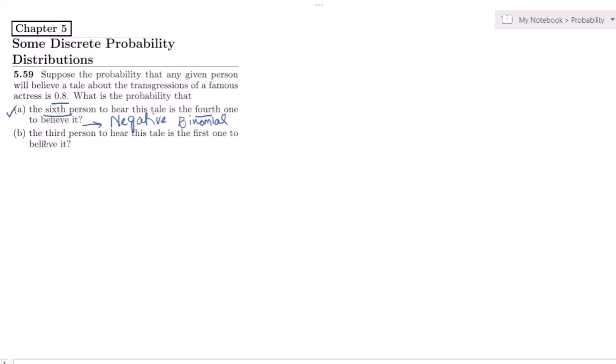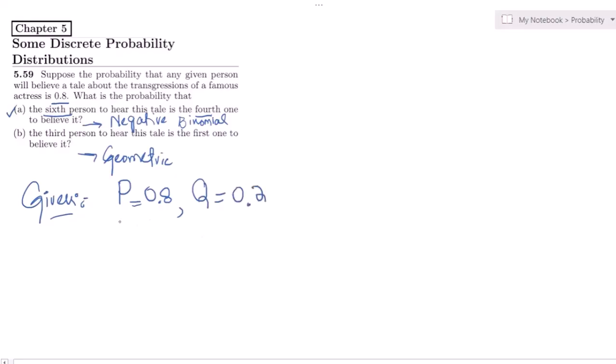This last one, which is part B, the 3rd person to hear this tale is the 1st one to believe, means the 3rd person will be the 1st one who will believe. So the trials have to continue until we get the 1st believer. This is basically the geometric probability distribution, so you have to keep it in your mind. The given data is that the probability that a person will believe is 0.8, so the probability that he doesn't believe is Q, which is 1 minus 0.8, which is 0.2.